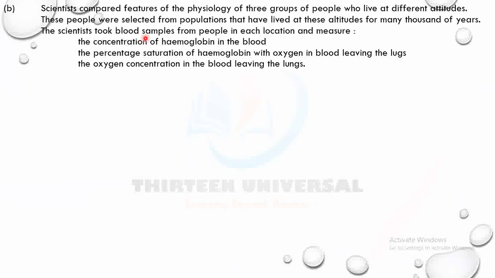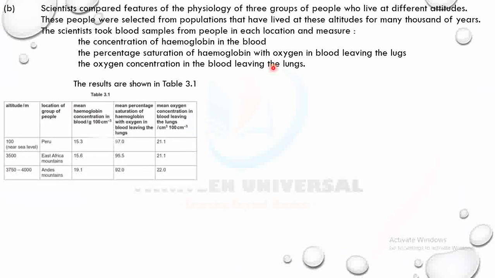Scientists compare the features of physiology of 3 groups of people who live at different altitudes. These people were selected from populations that have lived at these altitudes for many thousands of years. The scientists took blood samples from people in each location and measured the concentration of hemoglobin in the blood, and they measured the percentage saturation of hemoglobin with oxygen in blood leaving the lungs. This is the blood leaving the lungs. So this is a table.